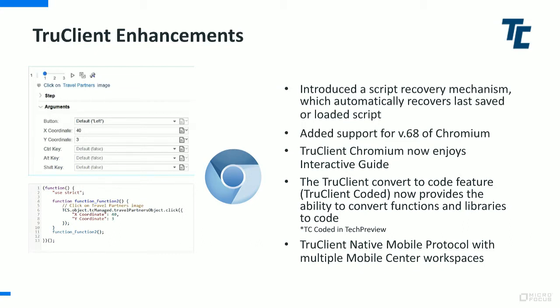your steps from recording and actions from recording and converts them to code. So in 1262, what we did is we included the ability to convert functions and function libraries to code. So that means that not only do your steps convert to JavaScript, but also the functions and function libraries convert to code as well. Last but not least is the TrueClient native mobile protocol, which now includes support for working with multiple Mobile Center workspaces, which is a feature that Mobile Center added recently to their solution.